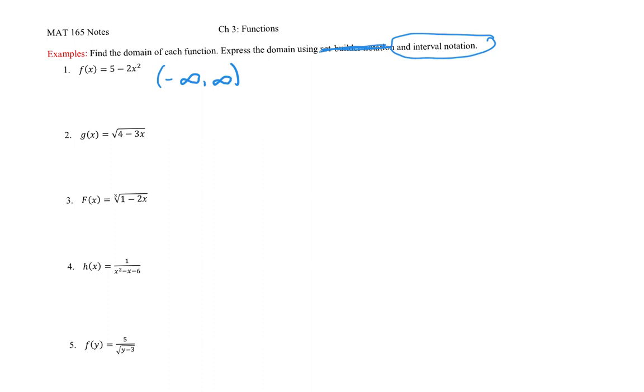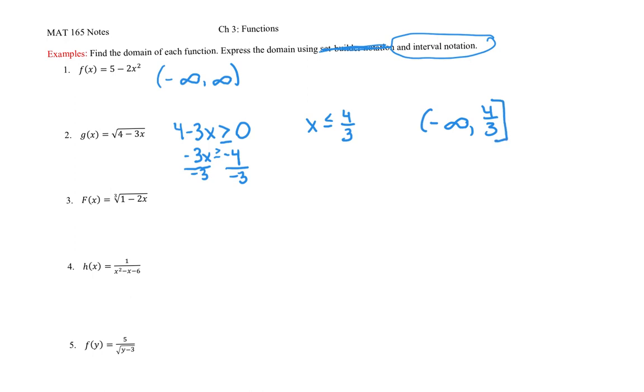Now, for number 2, this is a little different. We have our square root sign. Remember, underneath the square root sign, we cannot have negative numbers. So in this case, we need whatever is beneath our radical sign to be greater than or equal to 0. We're going to go ahead and solve this. Remember, when we divide both sides by a negative in an inequality, we must flip our sign. So this means x must be less than or equal to 4/3 for our domain.